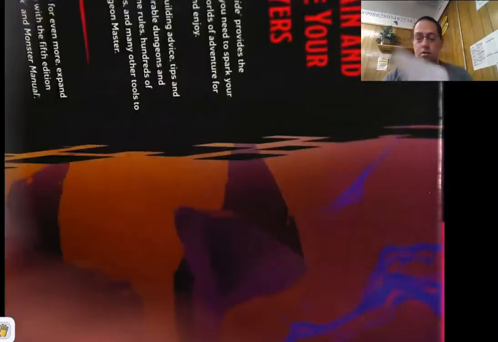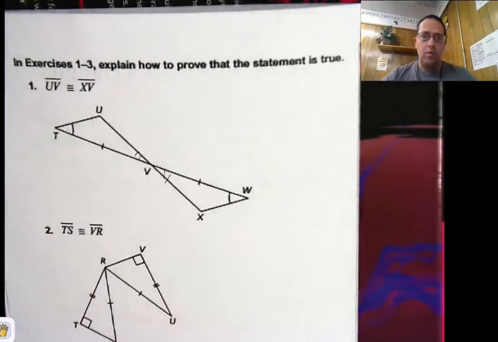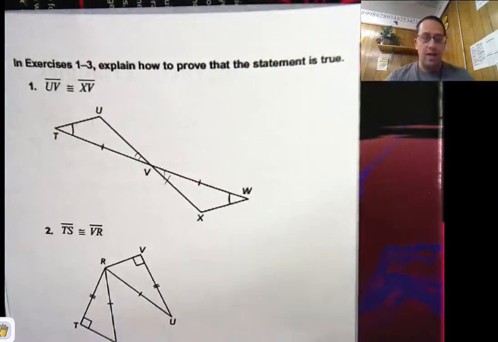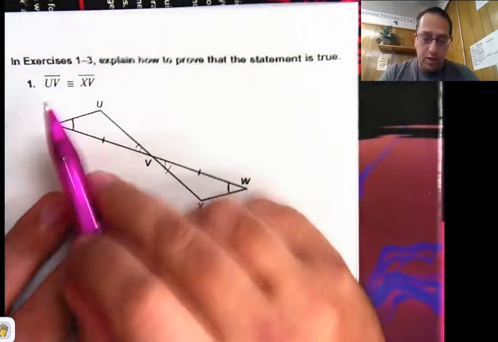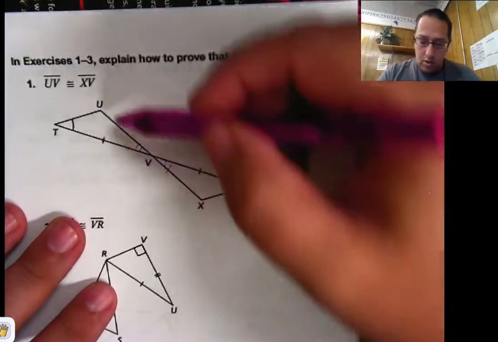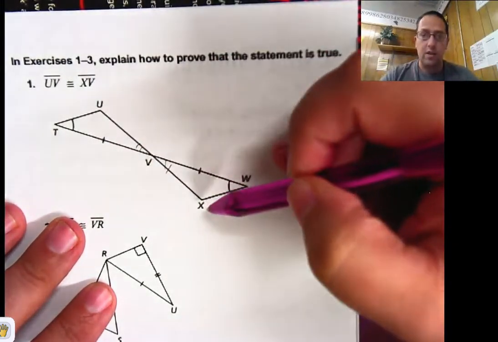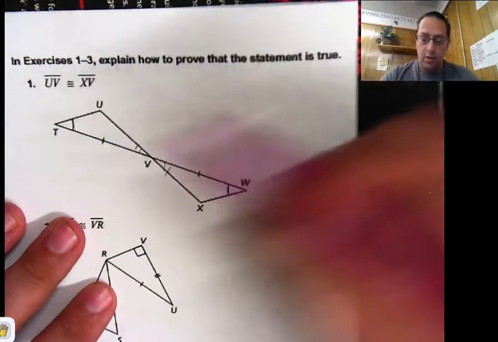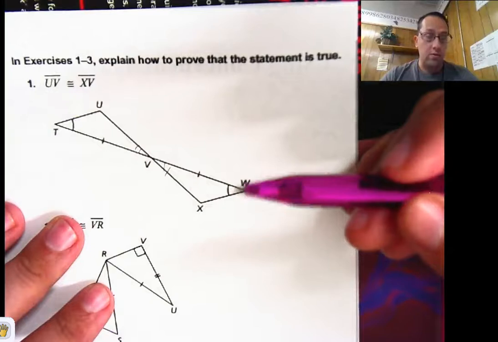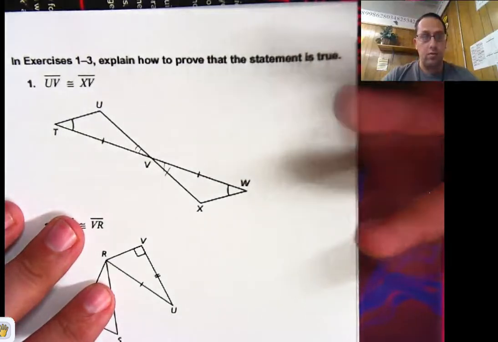So let's take a look at some examples here. Alright? So in 1 through 3, we want to explain how to prove that the statement is true. We're not actually going to prove it, we just want to explain how to prove it. So let's take a look. In number 1, we want to prove that segment UV is congruent to segment XV. Alright. So UV is this segment here, XV is this segment right there. Okay, we want to prove that they are congruent. They are in two different triangles, so if we know that the triangles are congruent, then we could show that those two sides are congruent, right?